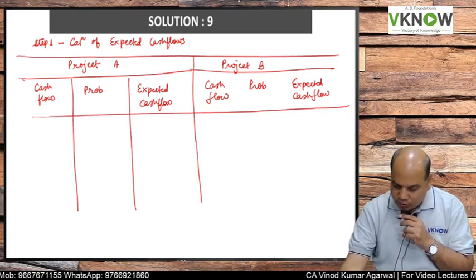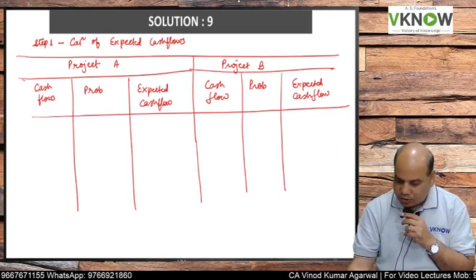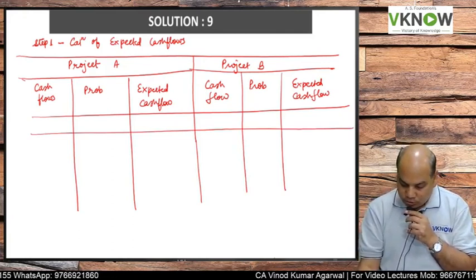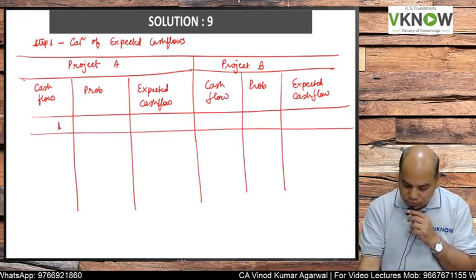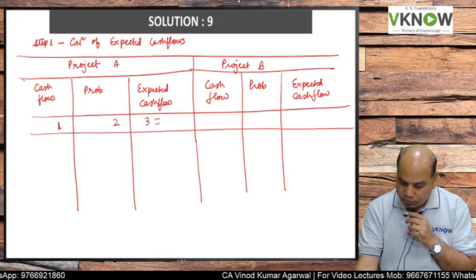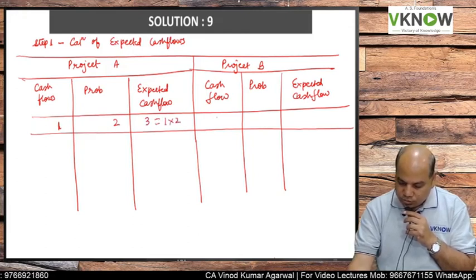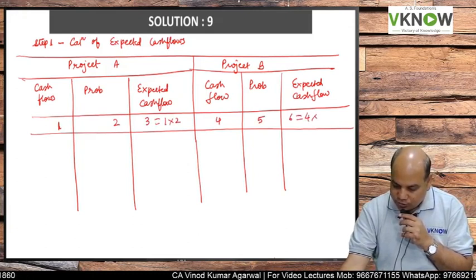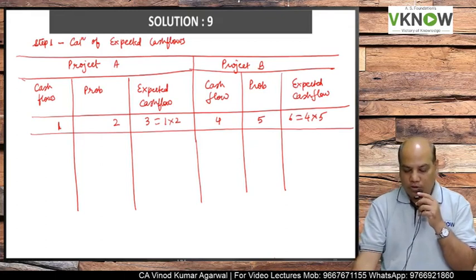For getting full marks, write full. If you want half, write half. Choice is yours. I will give you column number also. 1, 2, 3 will be 1 into 2. 4, 5, 6 will be 4 into 5. So that in future when you revise again, you'll understand.